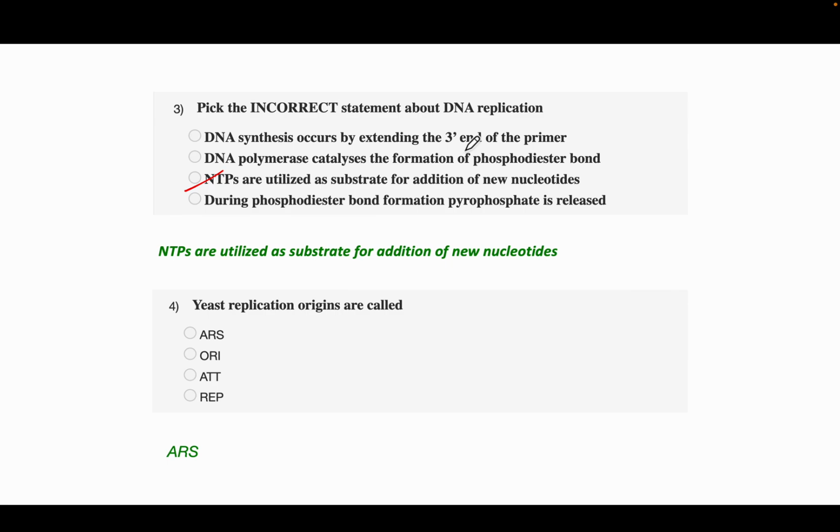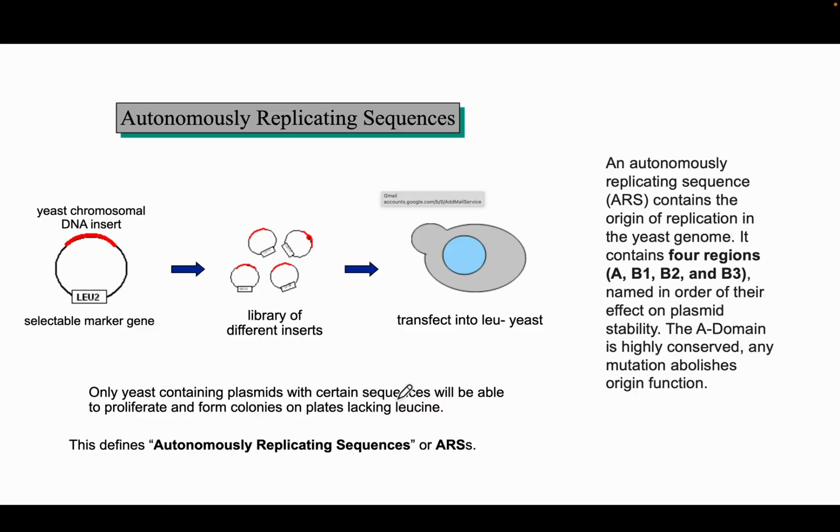And we know that the primer will add and that will be extended towards the 3' end. Also, DNA polymerases catalyze phosphodiester bonds, this is correct. And during phosphodiester bond formation, pyrophosphate is released, that is also correct. Now we'll talk about the next question. Yeast replication origins are called. So you have to know that yeast replication origins are called ARS, or autonomously replicating sequence.